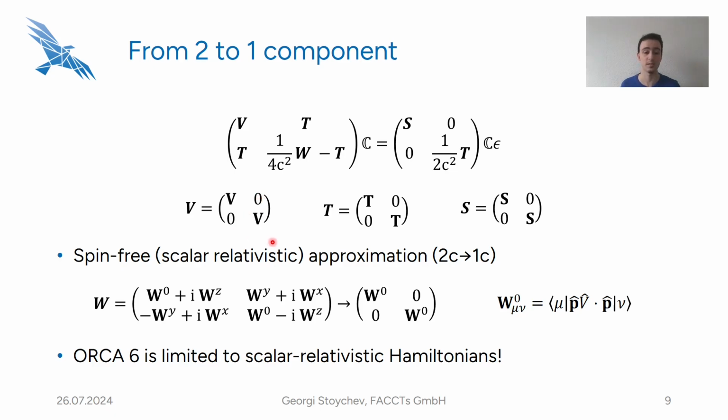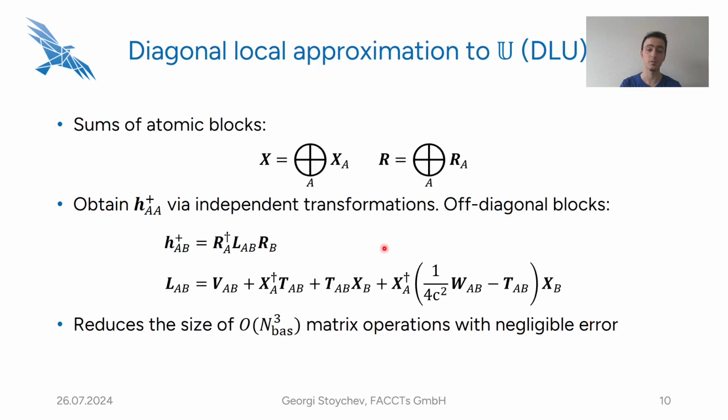ORCA6 is still limited to one-component methods. So even though we have X2C, it is effectively a one-component method. So we're limited to scalar relativistic effects. Now, the X2C transformation does involve operations with matrices that are twice or 4 times the dimension of the basis.